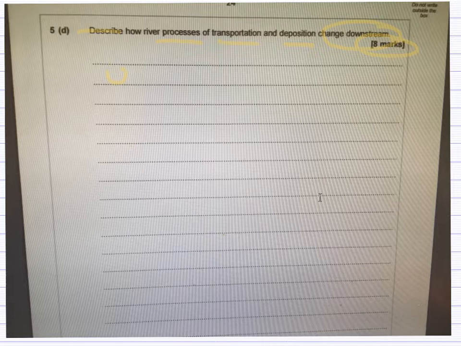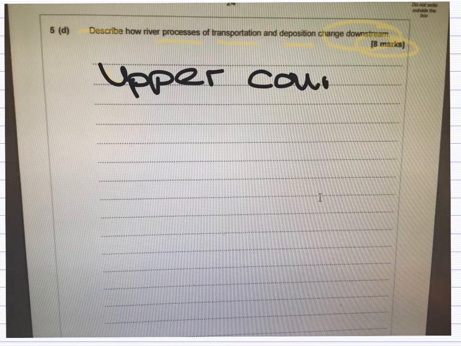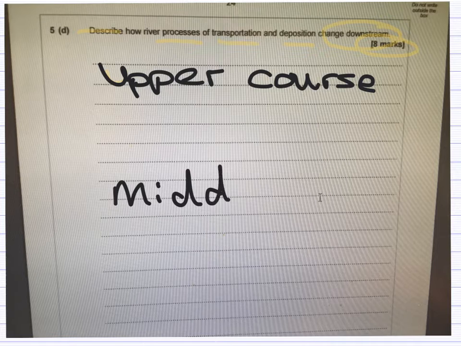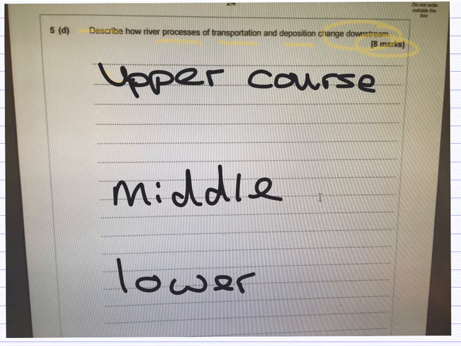So I'm going to start with the upper course. Then I would go on to the middle, and then go on to the lower. Okay, so you're talking downstream, you're actually putting it into downstream in your answer.